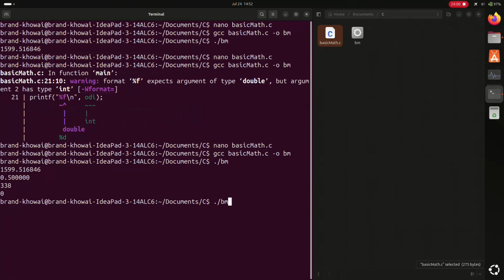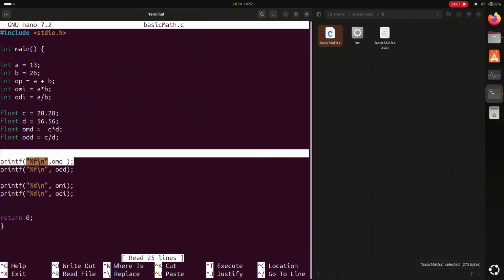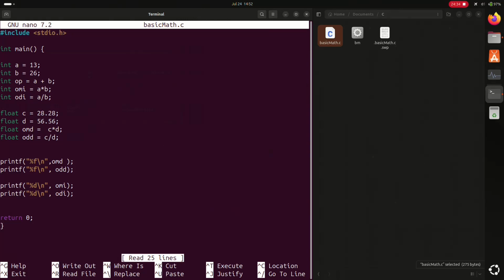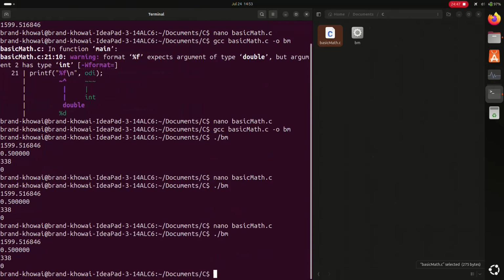What is this? What was our code? Let's see. There are 4 lines of code. OMD is multiplication of our floating or decimal numbers, which is 28.28 times 56.56, which should give us an output of 1599.51. Control X. Let's see. 1599.51. Yes, this is correct. Now again, the second thing is division of C divided by D. C is 28.28 divided by 56.56, which is 0.5. Control X. Here if I run it, yes, it is 0.5.